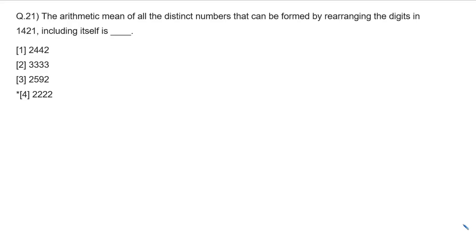Question number 21. The arithmetic mean, means average, of all the distinct numbers that can be formed by rearranging the digits in 1421 including itself. So this is a direct formula based question with just one modification. Let's have a look at it. So total how many numbers are there? 1, 4, 2, 1. How many numbers we can form?